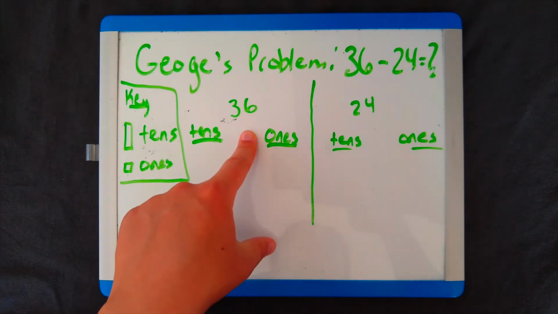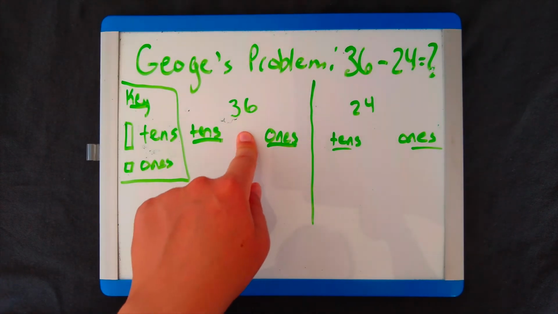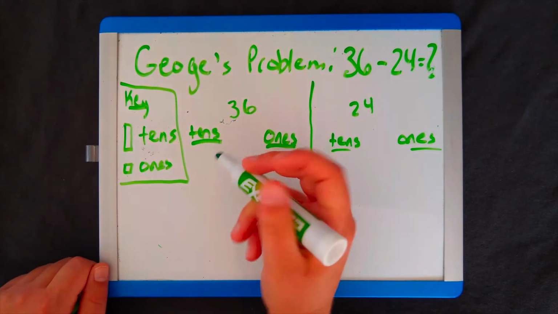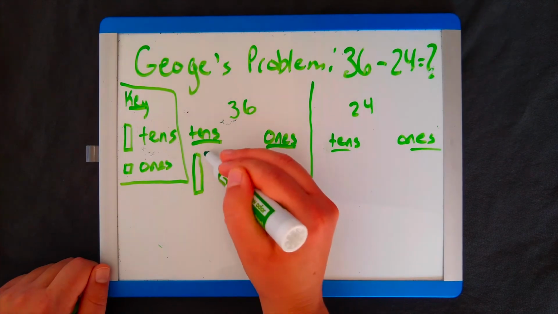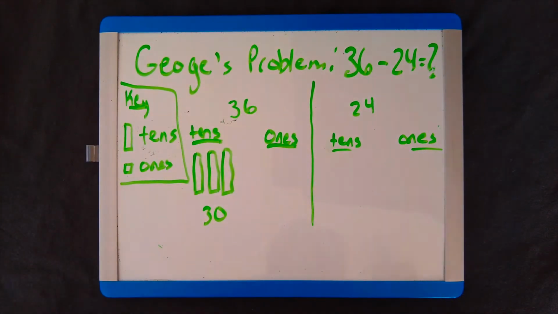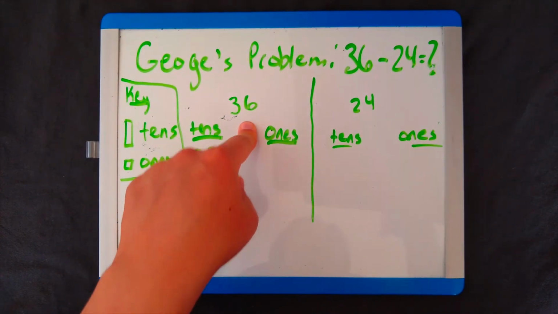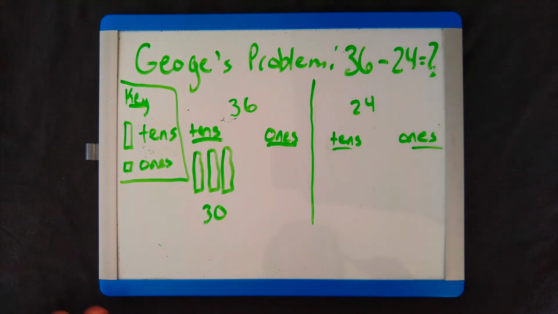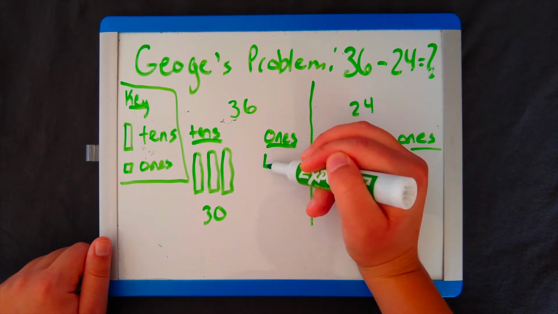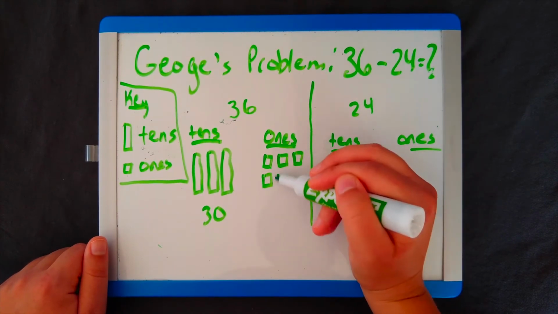Let's break 36 into groups of 10s and 1s. Now, how many groups of 10 are in 36? That's right, 3. So we have 10, 20, 30. Now, how many 1s do we need from 30 to get to 36? That's right, 6. So now I'll draw 6 squares that represent 1s. 1, 2, 3, 4, 5, 6.